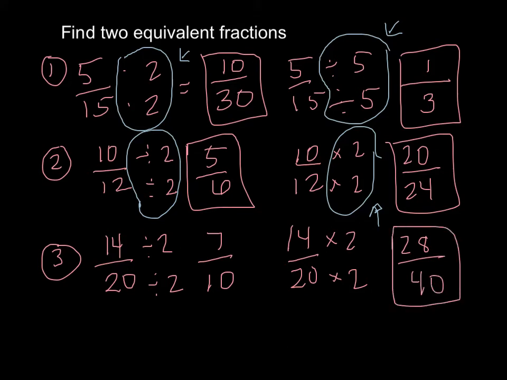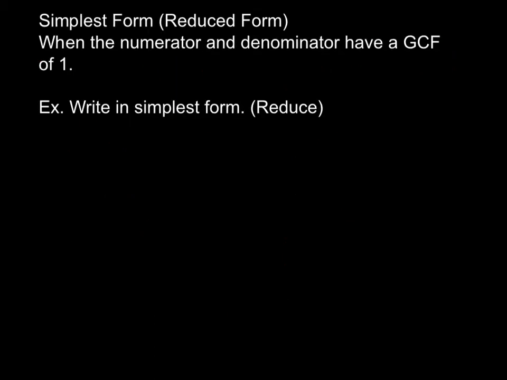But you could pick 30 if you wanted to. You could pick 100 if you wanted to. As long as you're multiplying and dividing the numerator and denominator by the same number, that's okay. But if we're dividing, we want to make sure that it's going to go in evenly. Like I wouldn't want to divide 14 by 5, because 5 doesn't go into 14 evenly. So that's what we do to find equivalent fractions: multiply or divide the numerator and denominator by the same number.